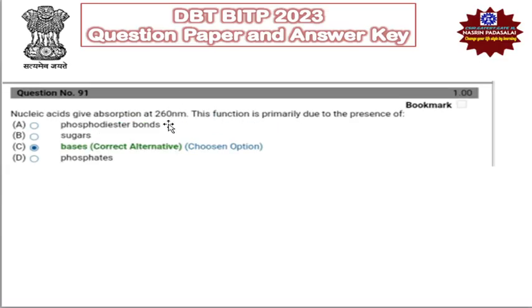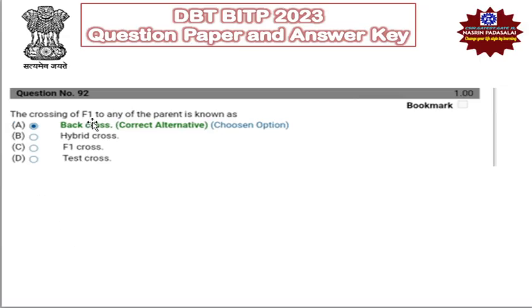Next, the nucleic acid gives absorption at 260 nanometer. This is primarily due to the presence of nucleotide bases, which will be absorbing at this particular wavelength. Next, the crossing of F1 to any parent is known as backcross.